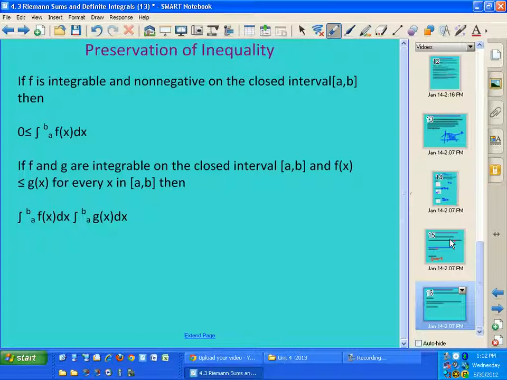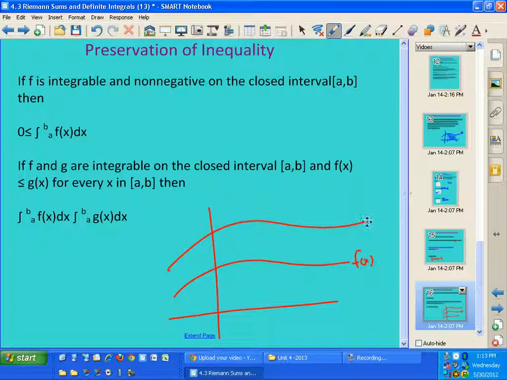Here's the last thing that we have here. Basically what they're saying is that if we have two functions, f of x and g of x, and f of x is smaller than g of x, then if we're picking between two points, a to b, the area of f of x will remain smaller, because it's a lower function, than the area of g of x. That's really all this is saying. We don't use this very often, but it is something to pay attention to.